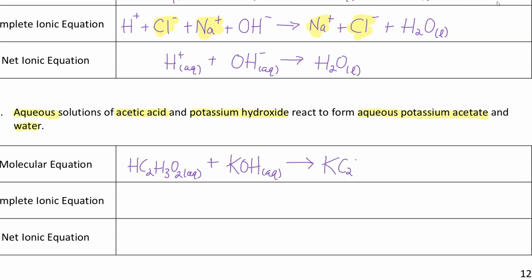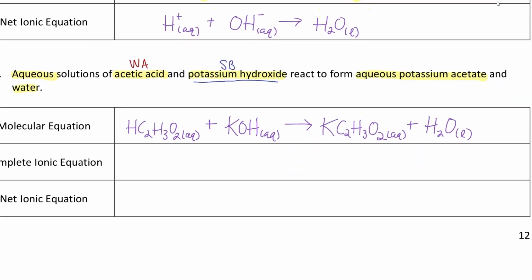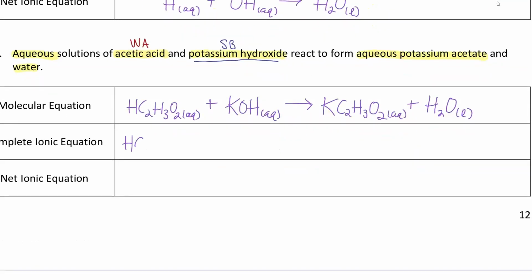Potassium acetate, which will be aqueous. And then again, we get water, which we know now we're going to have as a liquid. So, because, let me switch to red, this is a weak acid, this is a strong base, only strong acids and bases dissociate. So in our complete ionic, we're going to keep the acetic acid together, even though it's aqueous. It's a weak electrolyte.